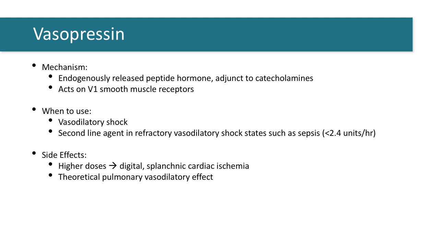Vasopressin. Vasopressin is essentially used as an endogenously released peptide hormone, as an adjunct to catecholamines. It acts primarily on V1 smooth muscle receptors. It's best used during vasodilatory shock or as a second-line agent in refractory vasodilatory shock states like sepsis. It's given as a continuous infusion of 2.4 units per hour or less. The primary side effect is that at higher doses, you may start to see digital and splanchnic or cardiac ischemia. There is some theoretical benefit from a pulmonary vasodilatory effect, but again, this is just theoretical.